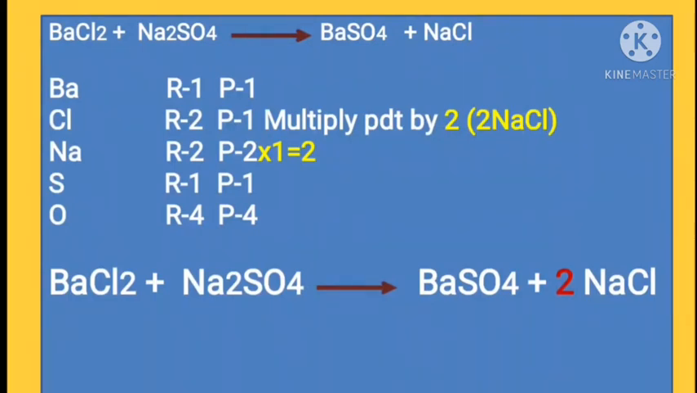And then now go to the next one, Na. Reactant side we have 2. In product side after multiplication we now have 2 NaCl there. So there also we have 2. Sulfur we have 1 in reactant side and product side is also 1. Oxygen 4 in reactant and 4 in product side also. So everything is balanced. BaCl2 plus Na2SO4 gives BaSO4 plus 2 NaCl.